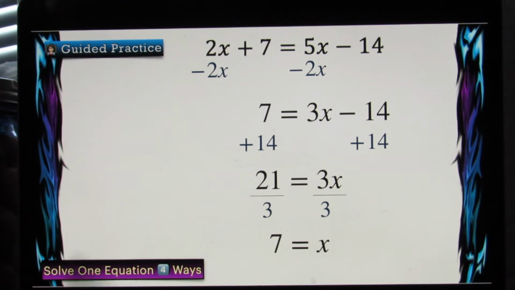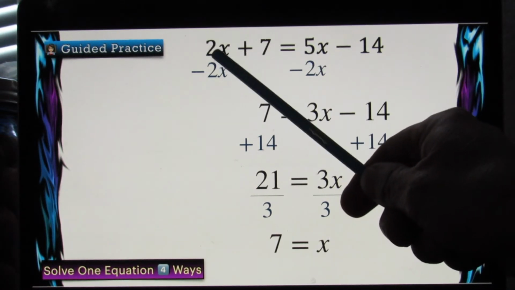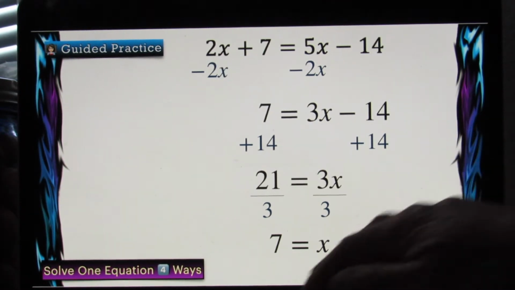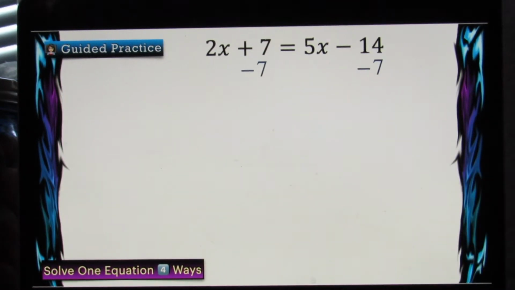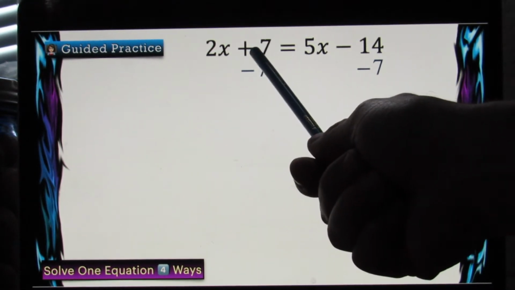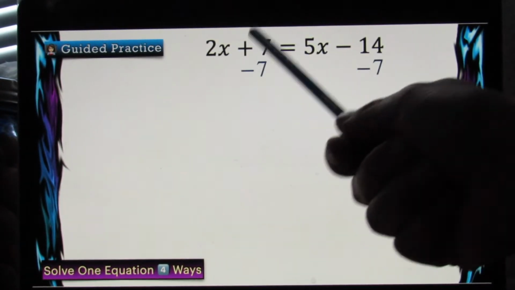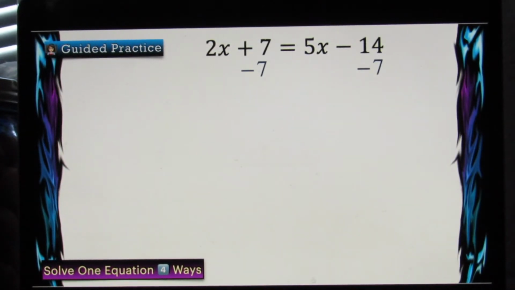So let's remember what we did. We subtracted the 2x first, and we wound up with 7 for our answer. Now let's look at something else. Another kid might decide, well, I want to eliminate this 7 first. That looks like what I've always done with equations like this, so I'm going to get rid of that 7 first. But what I'm going to try to prove here is that it just doesn't matter what you do first.